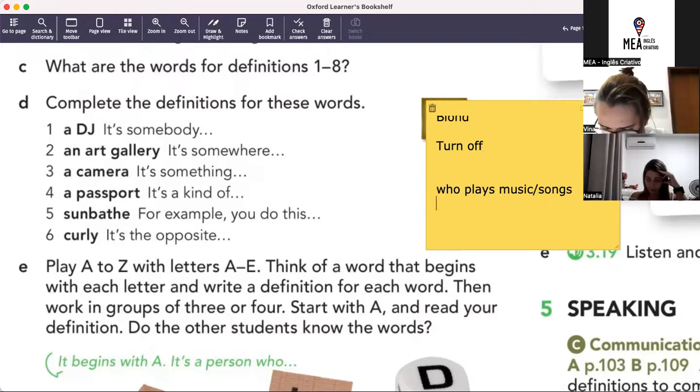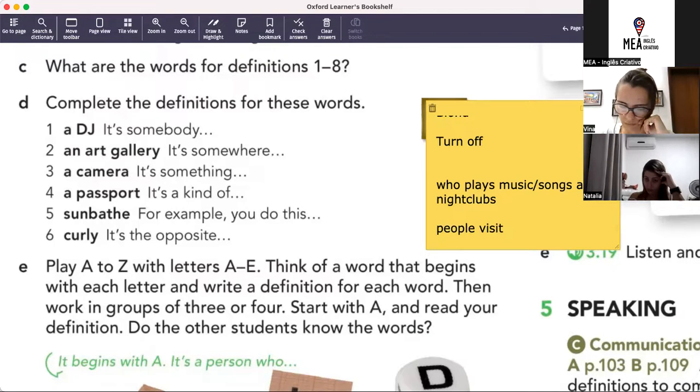You, Nath, your definition. Mesma coisa eu botei. At nightclubs, yes? Vamos só completar. At nightclubs. Ok. Number 2, Nath. It's an art gallery. It's somewhere where people visit. People visit. Ok. It's not so complete, but let's take a look at Vina.